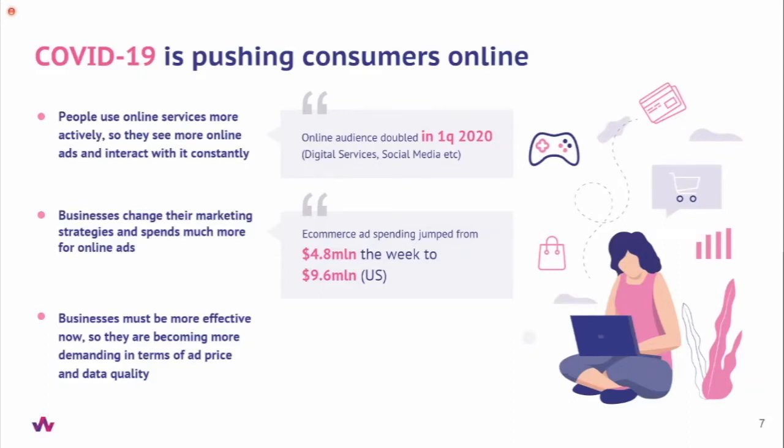So they are starting to spend more and more money. They are starting to allocate more marketing budget to digital channels. And on the other hand, businesses have to be more effective in these situations, because they cannot get so much revenue, so much income as before, because of the global changing of the world.